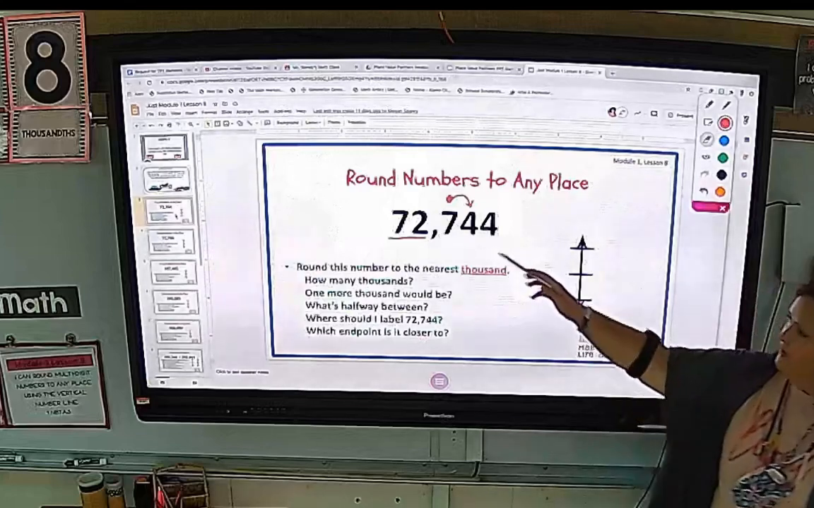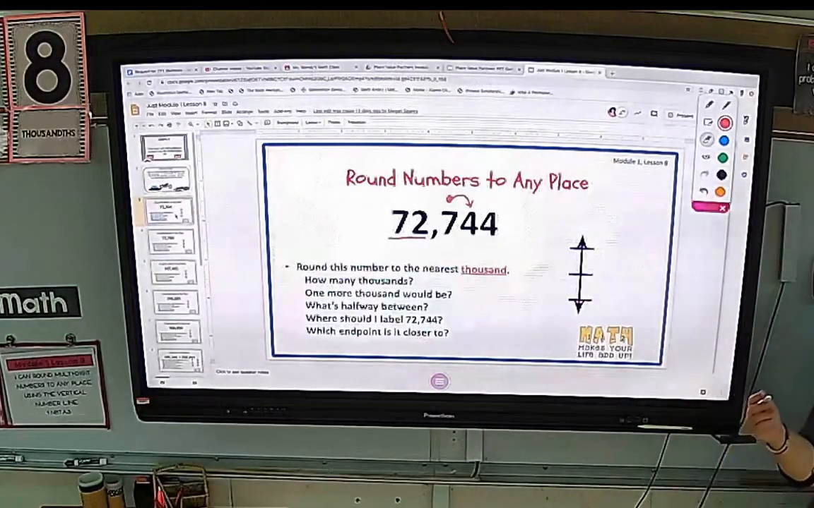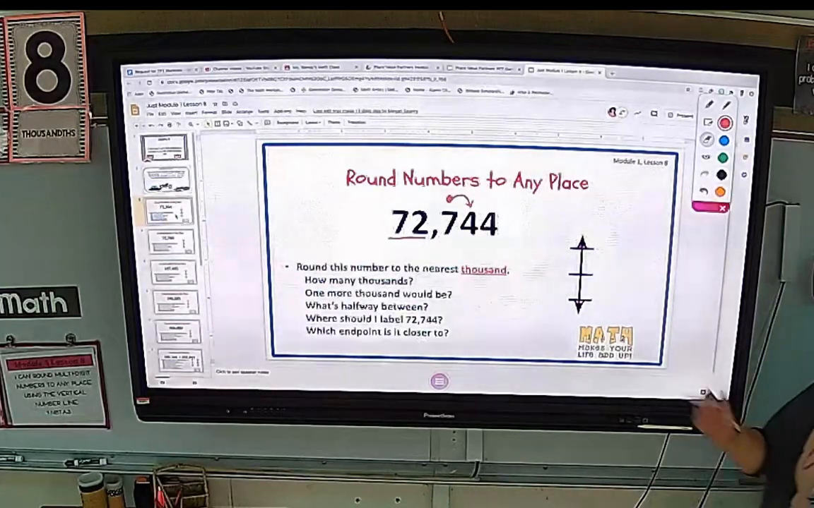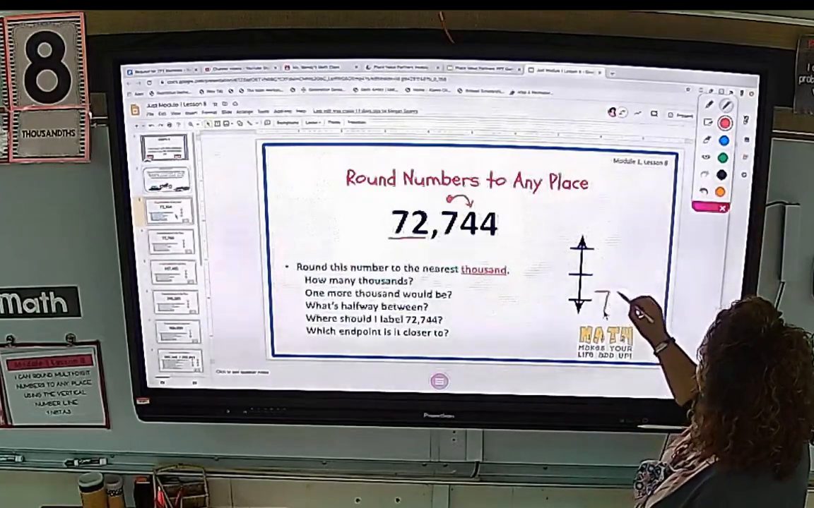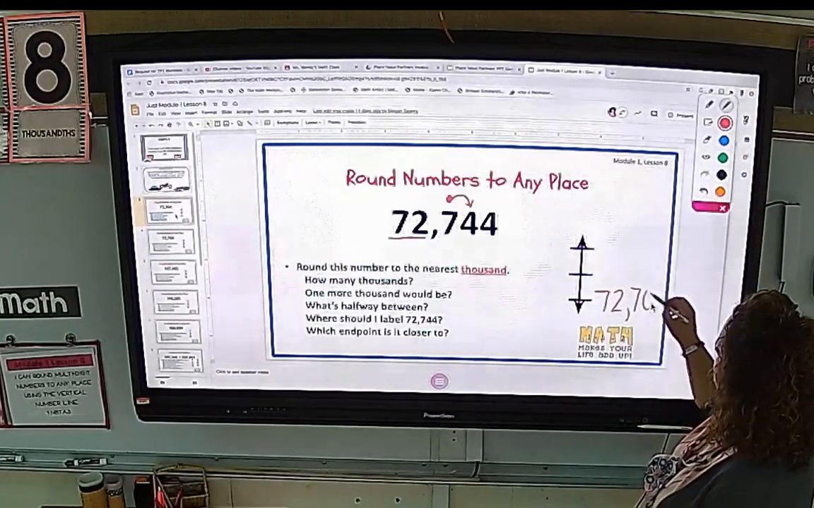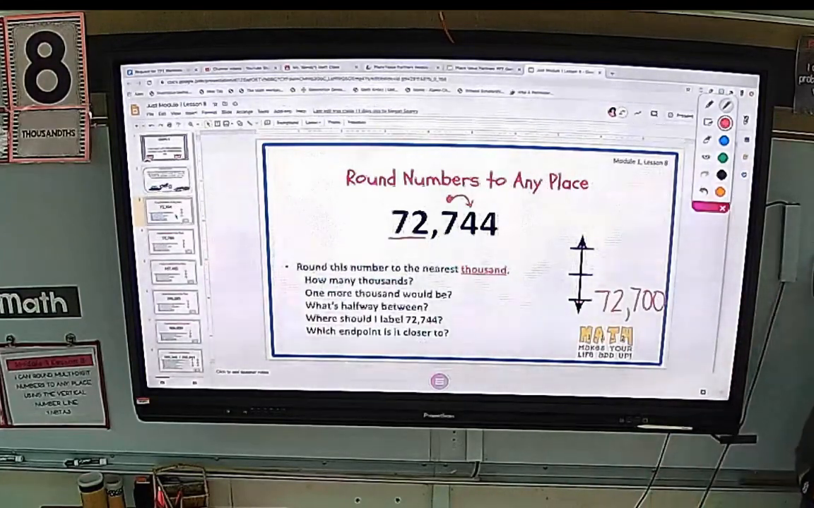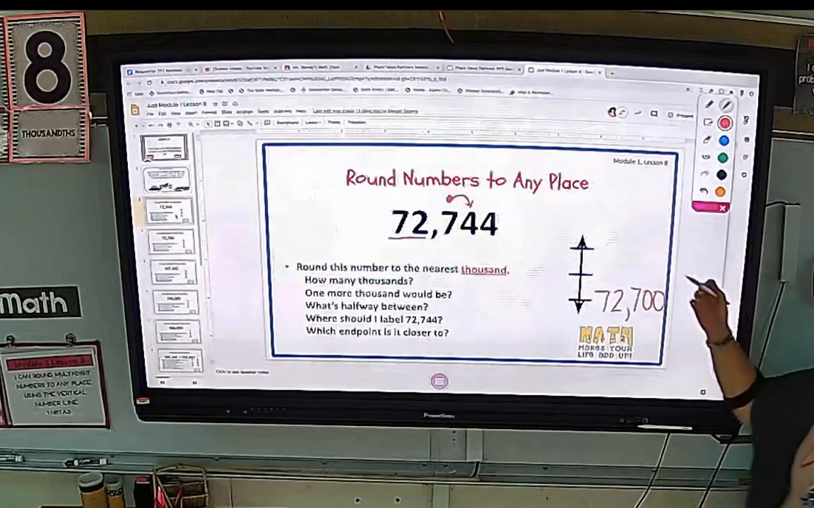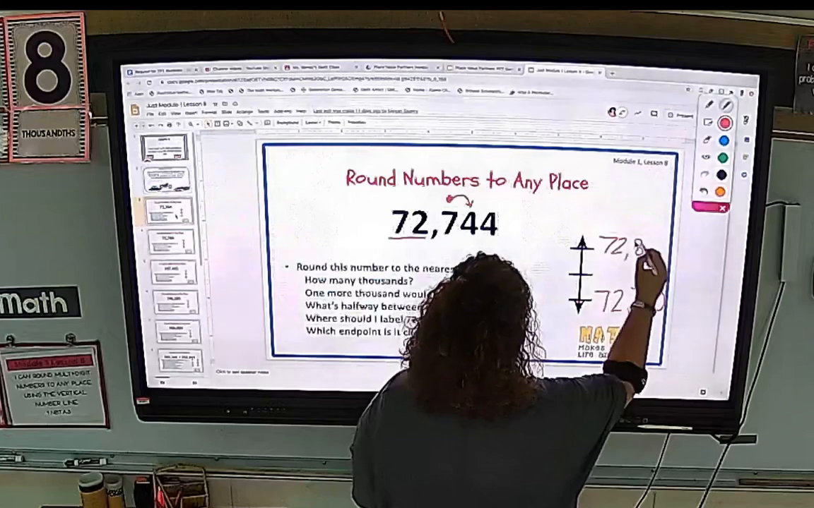If I was rounding to the hundreds, what number would I put on the bottom? Mason? 72,700. Okay. What's one more hundred than that? Caleb? 72,800. Mm-hmm.